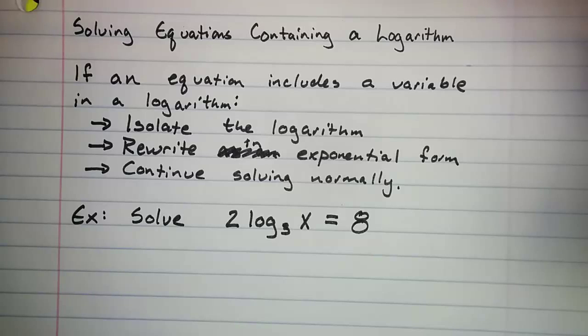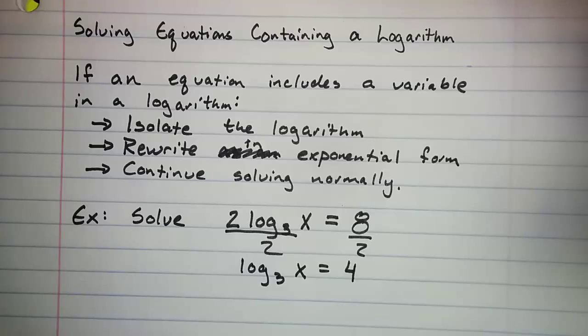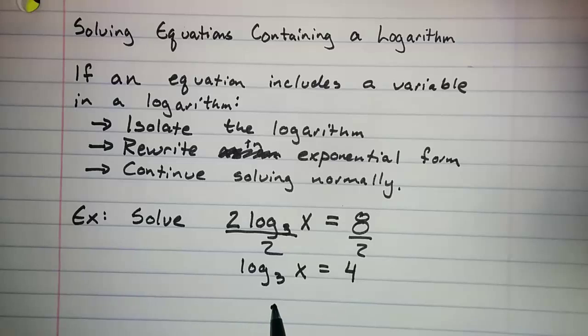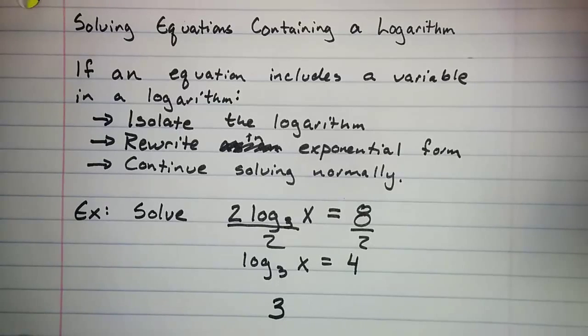2 times the log base 3 of x equals 8. First we'll isolate the logarithm, divide both sides by 2. Then we'll rewrite in exponential form. The base of the log is 3, so the base of the exponential should be 3. The result of the log is 4, so the exponent should be 4. The argument of the log is x, so the result of the exponent should be x.